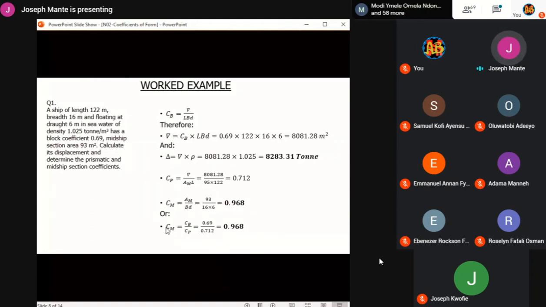So that becomes all. You also have CM. When you have CB over CP, you know the CB formula, and you know the CP formula. Put them in, and you realize that you get the same as CM, the same as this particular CM here. You know CB already, which is 0.69, so you put it in. CP is equal to 0.712. So if we work it in, we are going to get 0.968. That becomes the CM, which is CB over CP.